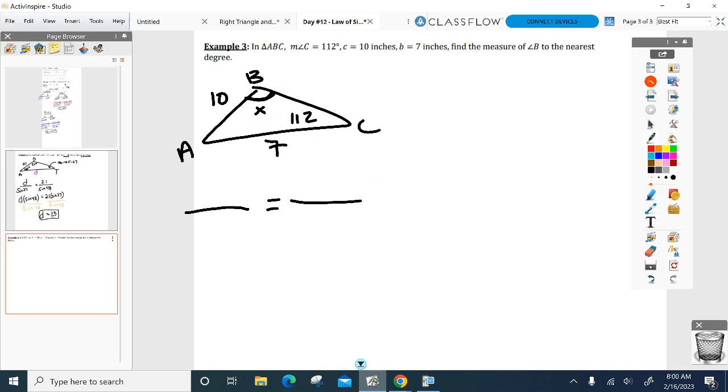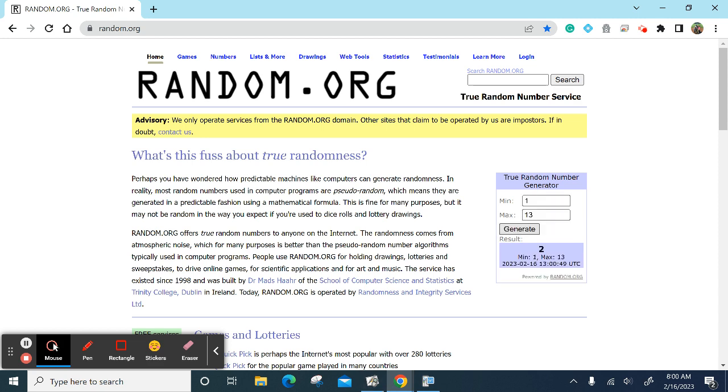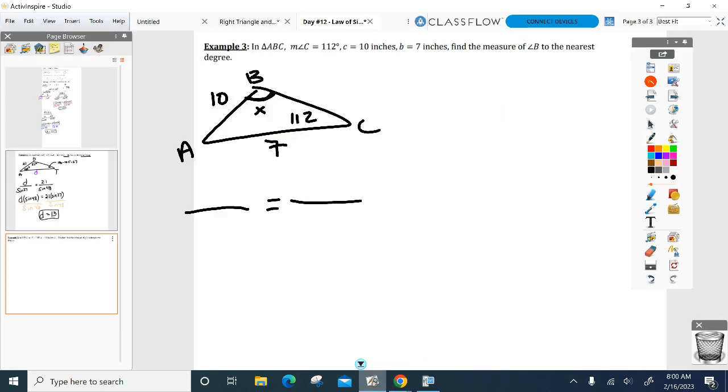13, one side of the proportion. I don't know. Nope, don't say a word. Nate, you're on fire today. One side of the proportion. What do you think? 10. Yep, over sine 112, right?